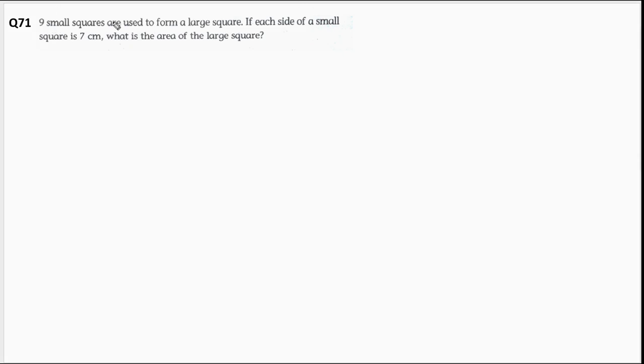9 small squares are used to form a large square. If each side of a small square is 7 centimetres, we're asked what is the area of the large square. Now, you should have done some area by now, but I'll just remind you what area is, and that's the sort of flat space inside a two-dimensional shape.